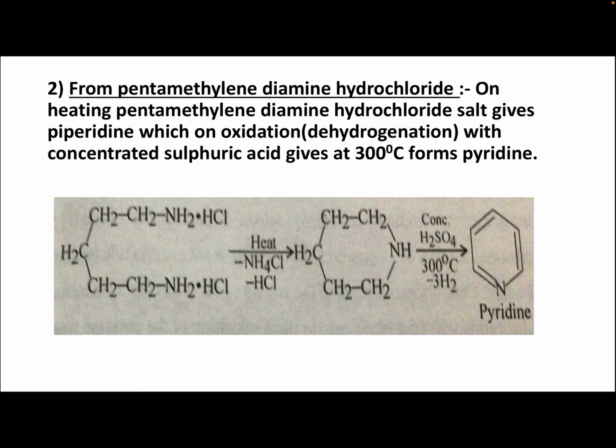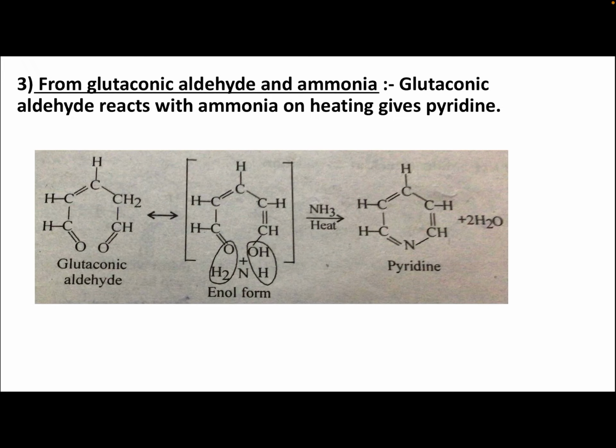So pentamethylene diamine hydrochloride, when heated, we are getting piperidine, CH2 five times and NH. So it is a 6-membered ring with NH. This is known as piperidine. Then when heating with concentrated H2SO4, dehydrogenation, removal of hydrogen takes place and we are getting pyridine. So this is the second method of preparation of pyridine from pentamethylene diamine hydrochloride.